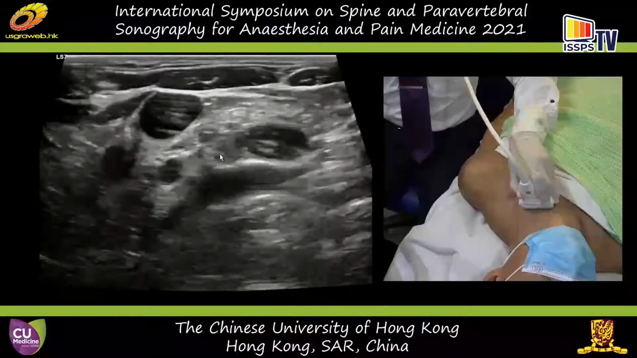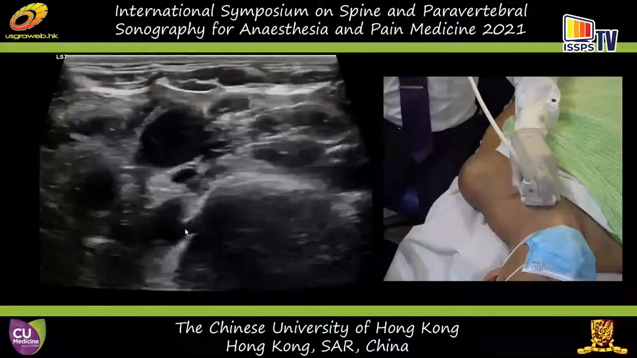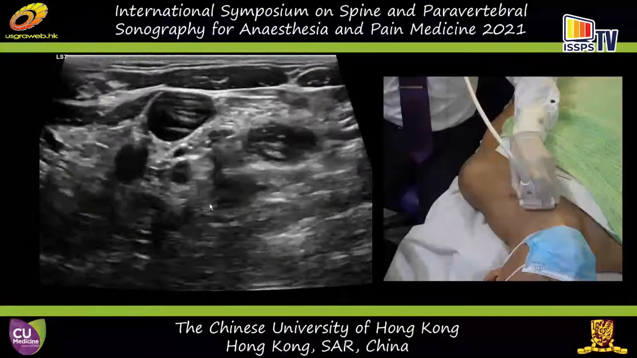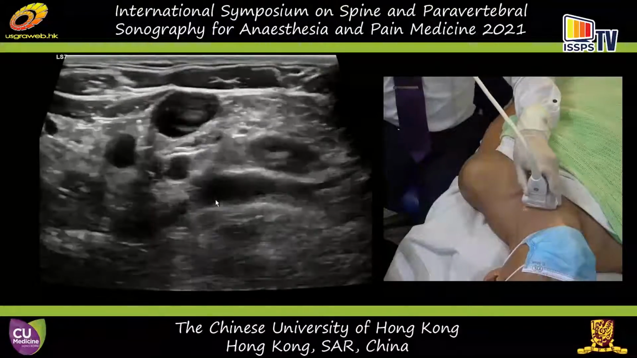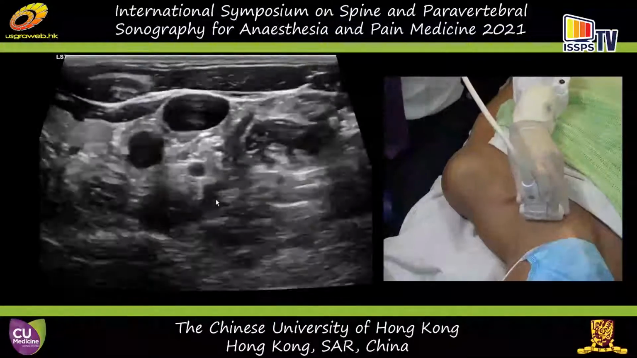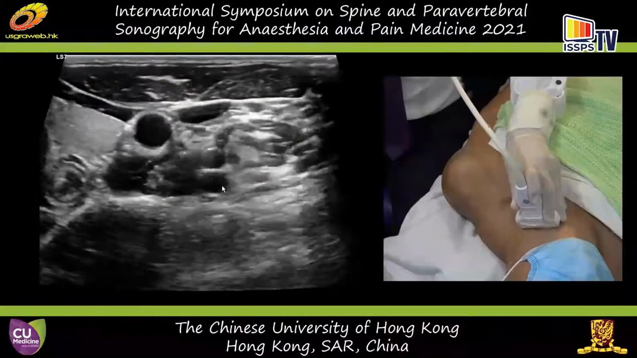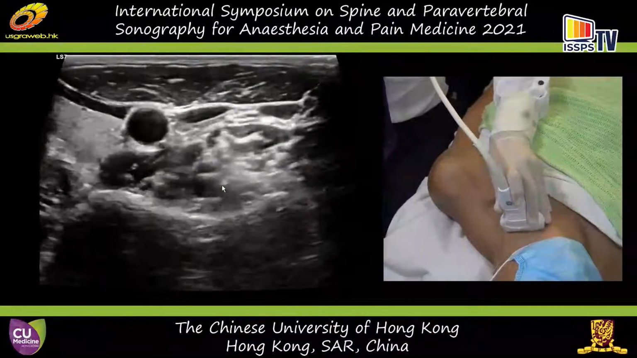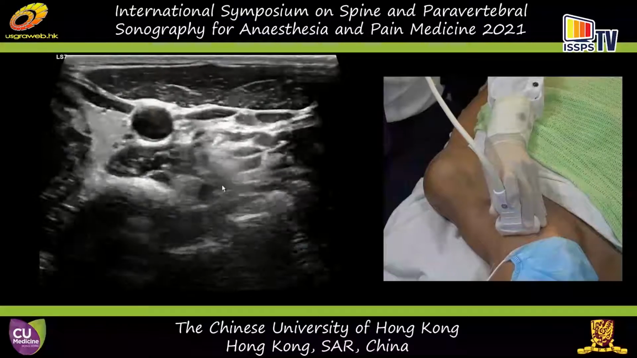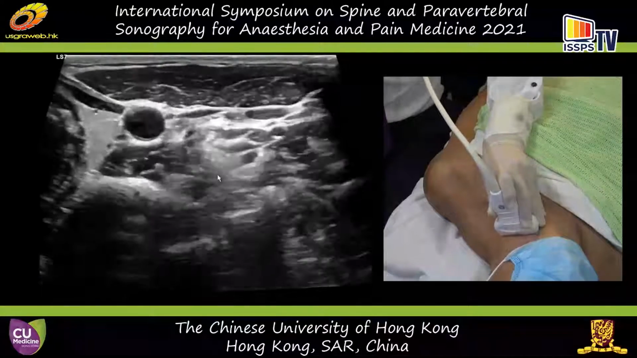So then I go to this vertebral artery. In fact, it branches out from the subclavian artery here. And after that, it's going to enter the transverse foramen below the C6 right here.